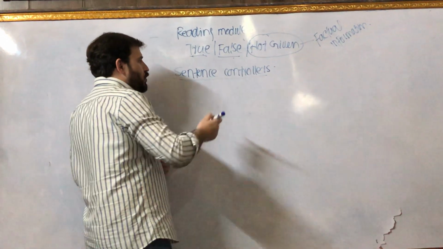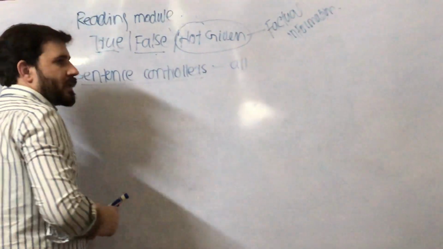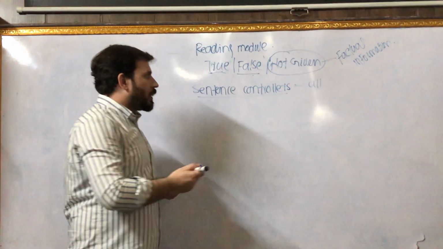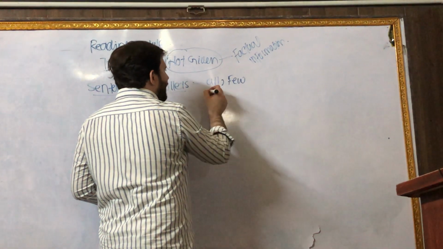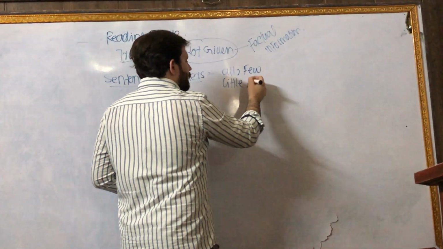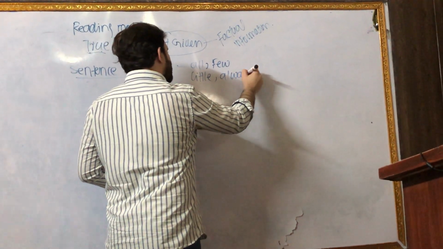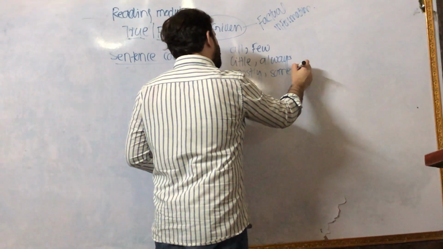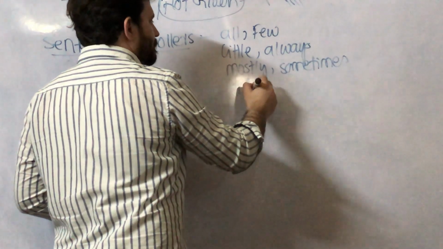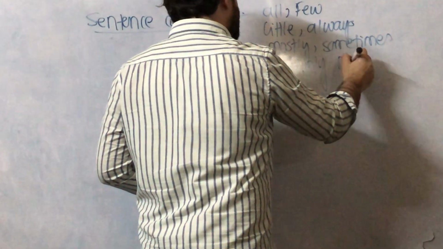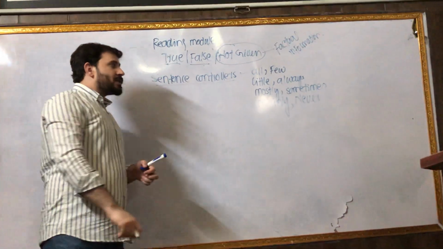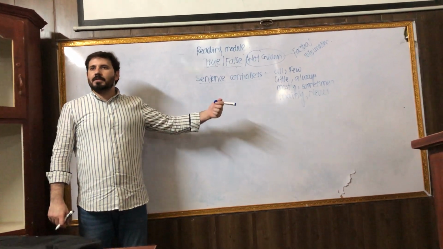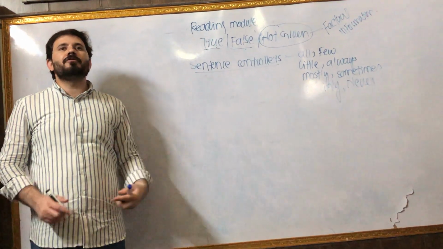Like sentence controllers, you should be very clear about, suppose, all, A-double-L, all. You have to focus more on these types of words. All, few, little, always, mostly, sometimes, mainly, never. Clear? These types of words are called what? We call them sentence controllers, because these words totally change the meaning of a sentence.